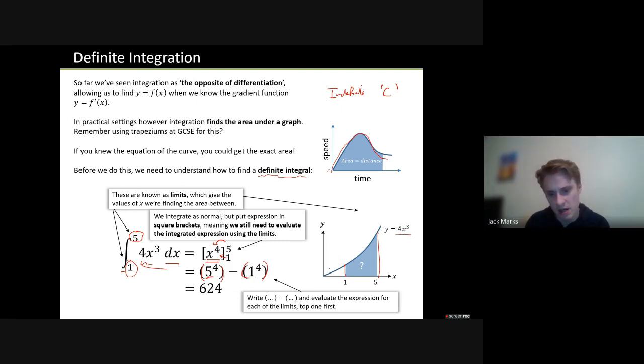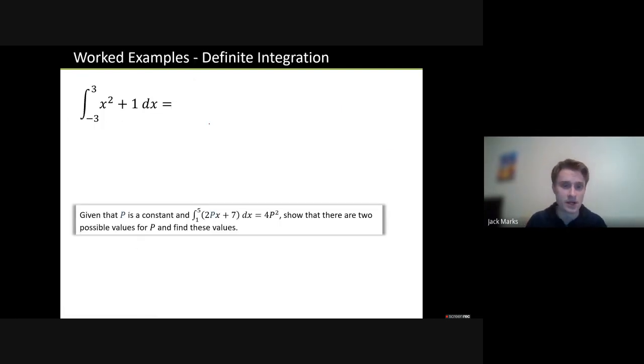We subtract them because this one here finds the area of everything, but we don't want that. We take that one away there. And that leaves us with the blue part. So this is how we integrate with limits. And it's very, very useful. Okay, so a couple more examples.